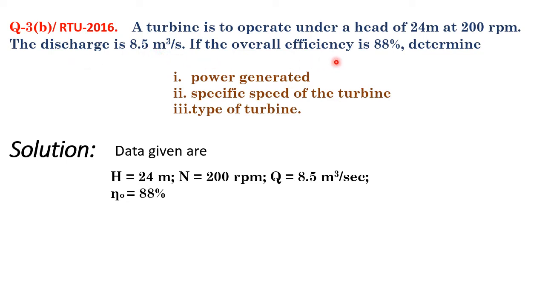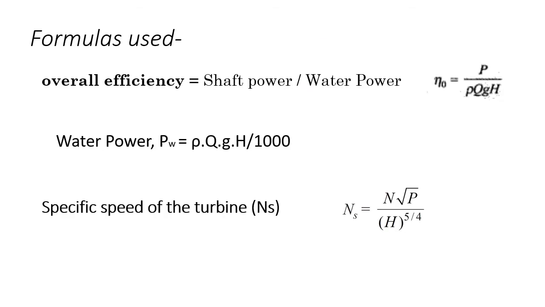And if the overall efficiency is 88%, determine first the power generated, second the specific speed of the turbine, and third the type of the turbine. So to solve this question, first write the given data. Given data is head H is equal to 24 meter, N is equal to 200 rpm, Q is equal to 8.5 meter cube per second, and overall efficiency is 88%.